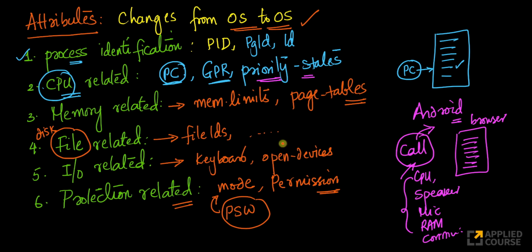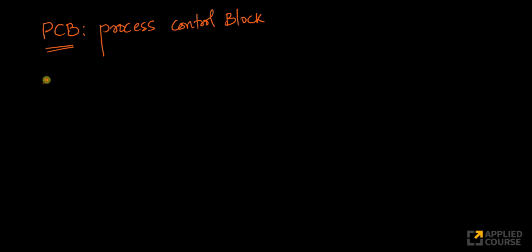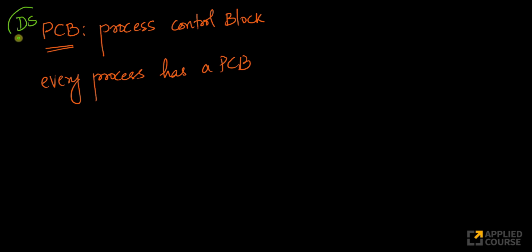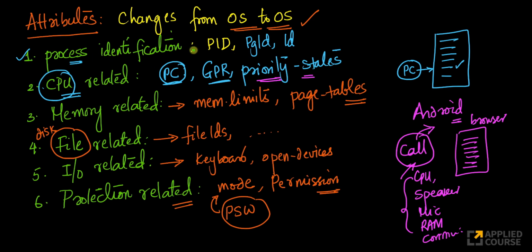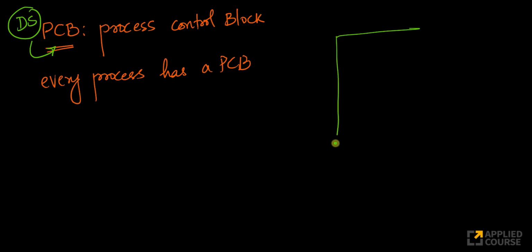Now, all these attributes are typically stored in a table. This is often called the PCB, which stands for process control block. Every process has a PCB. Think of the PCB as a data structure. Many people call this the PCB data structure. The PCB is a data structure which stores all of these attributes corresponding to a single process. You could think of it as a big lookup table.